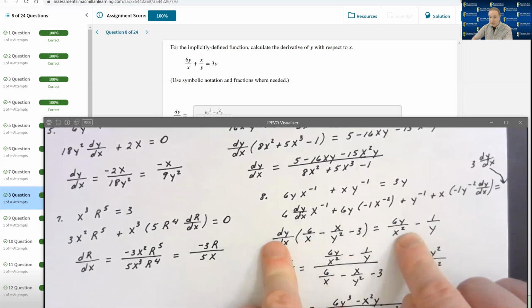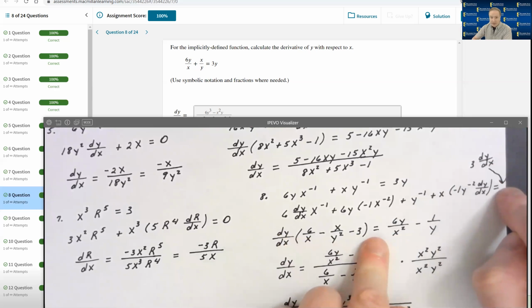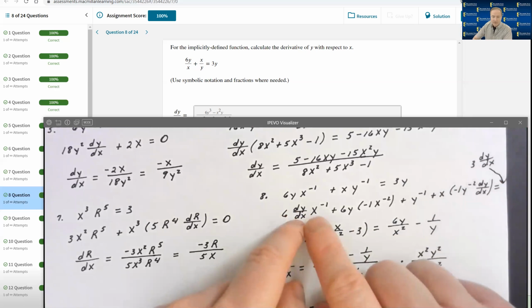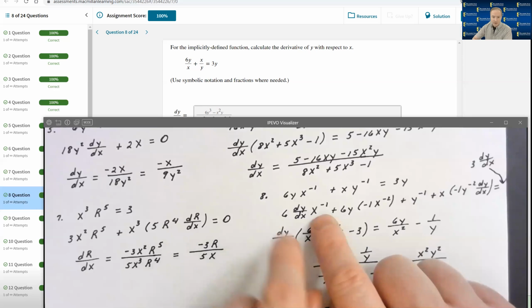Now, what do I have on the right-hand side? Well, this moved over, so it's no longer on the right. This term belongs on the right. It was positive on the left, so it's going to be negative on the right. So I would say, well, that's going to be 6 over x there.